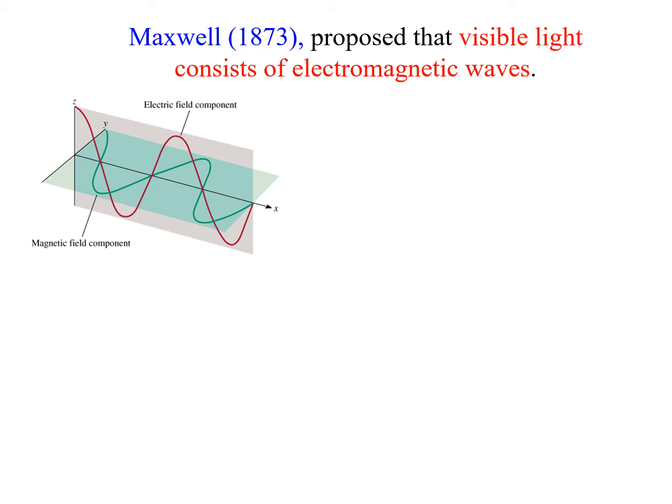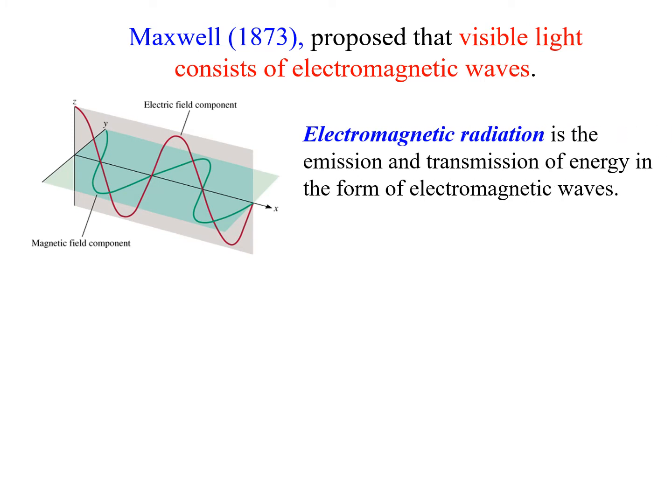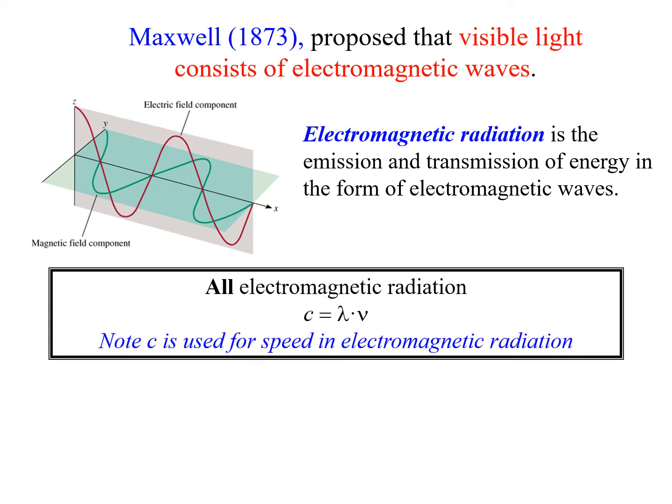So in 1873, Maxwell proposed that visible light consists of electromagnetic waves that we have just discussed. And so the radiation, of course, transmits energy in the form of electromagnetic waves. And so all electromagnetic radiation follows this equation where the speed of light is equal to lambda times nu. And notice that c is used for the speed of electromagnetic radiation.